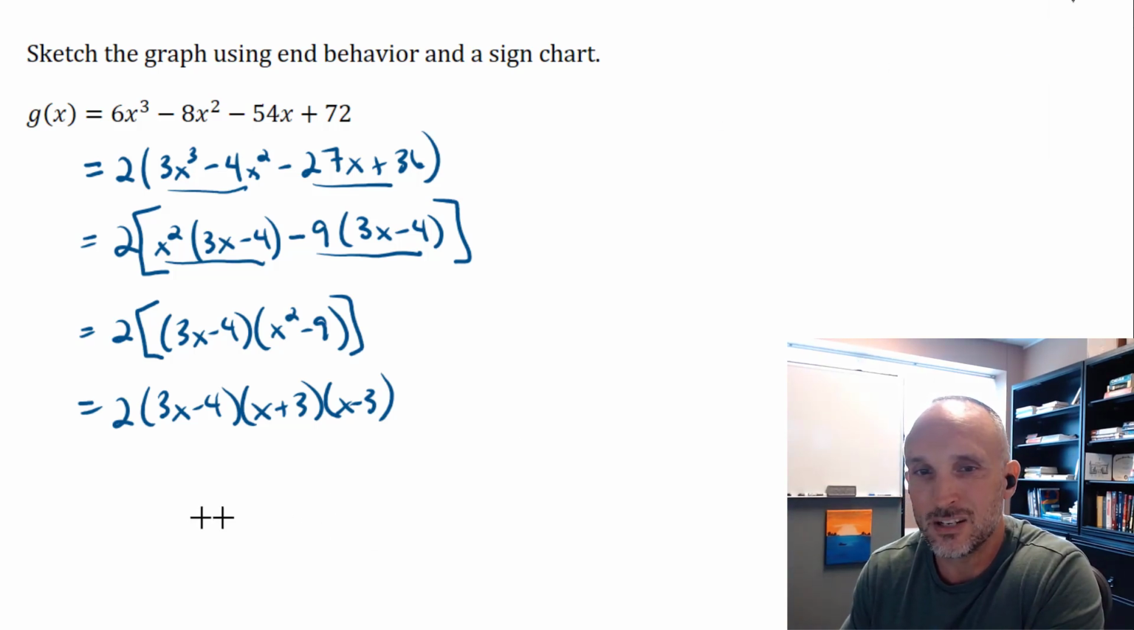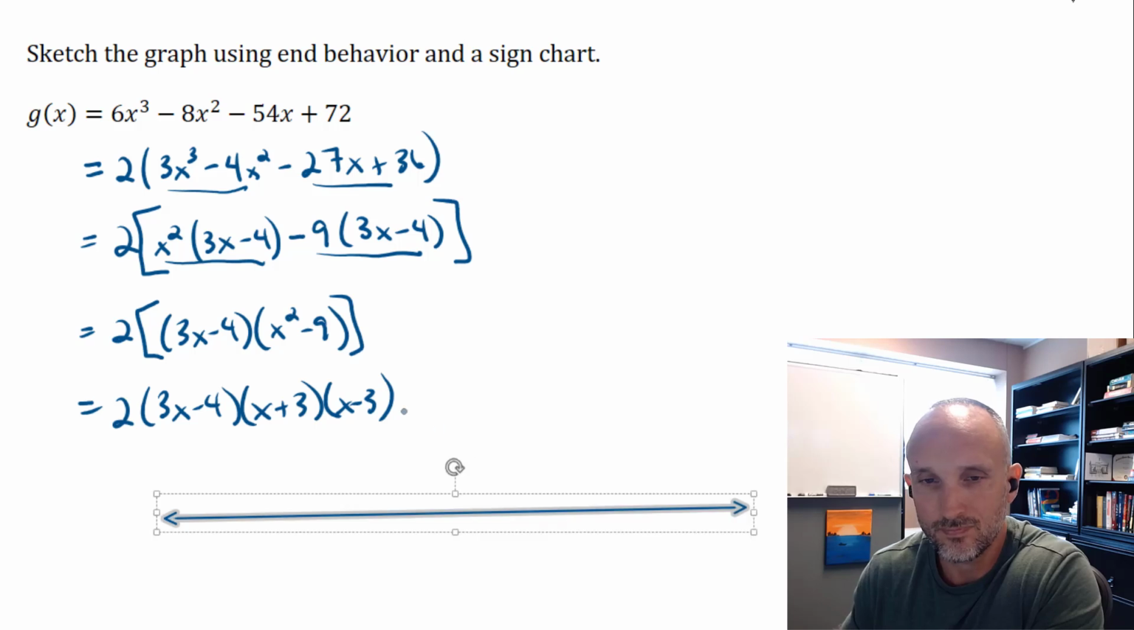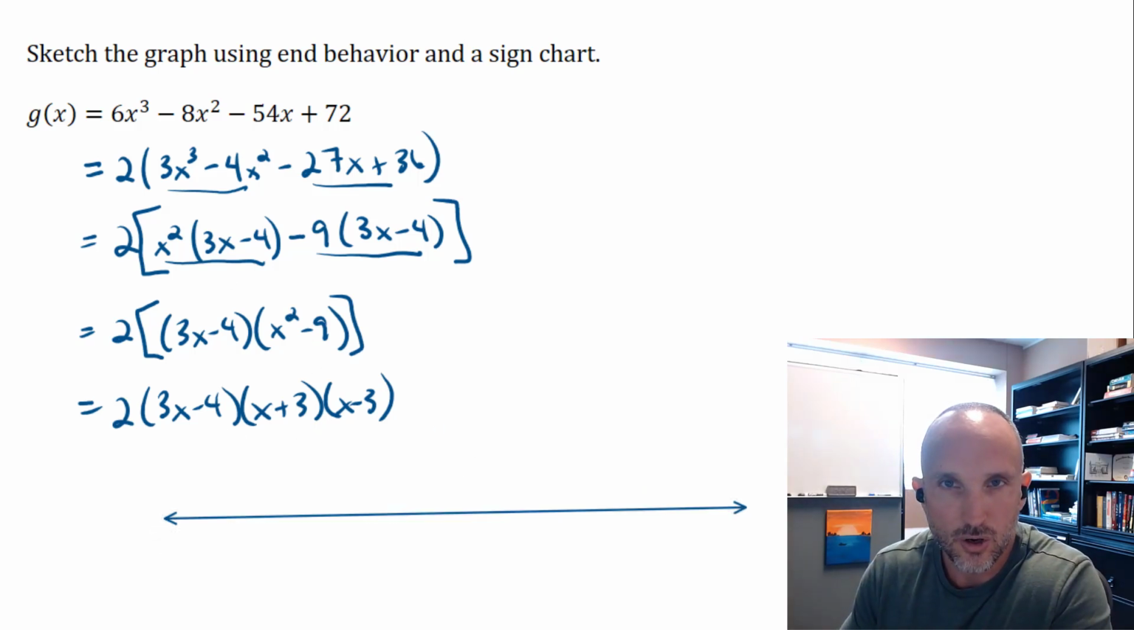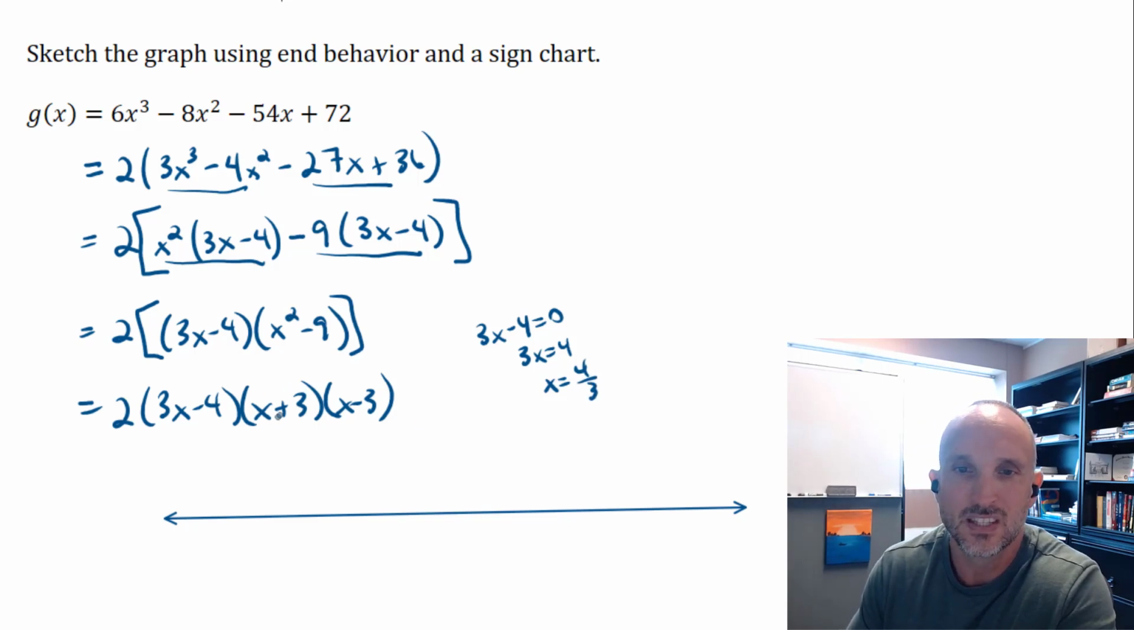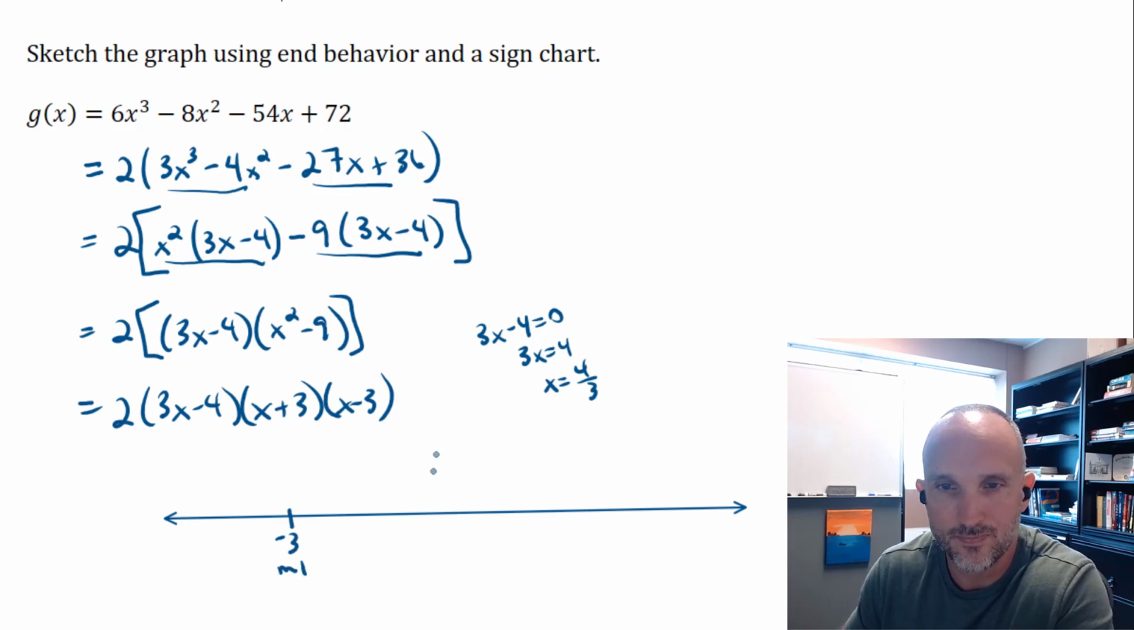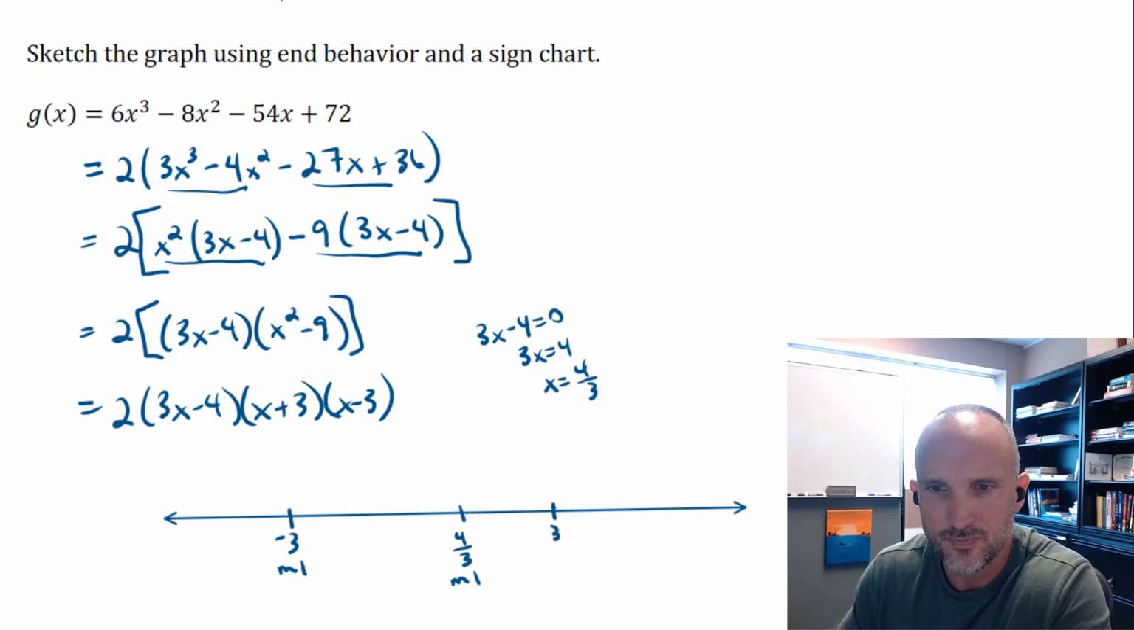Now we need the zeros for our sign chart. And so we get 3 zeros out of this. Positive 4/3, right? If you set 3x minus 4 equal to 0, you add 4 and divide by 3, we can see that 4/3 is 0, and then negative 3 and positive 3. So negative 3 is first with multiplicity 1, and then 4/3 is a little bigger than 1, so that's next. Also multiplicity 1, and then positive 3 is next, also with multiplicity 1. And all of those output 0.